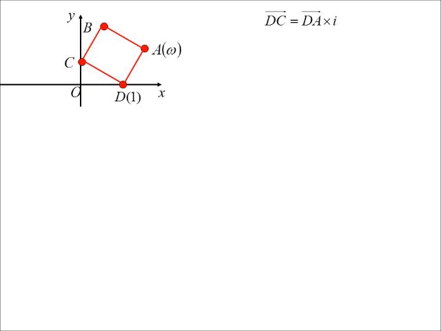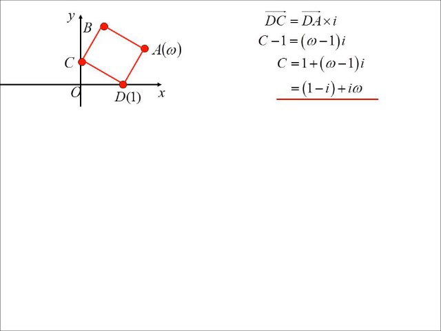Another thing I notice here, if I want to work out now what is the point C, well, hang on, DC, that vector, is head minus tail. So it would be whatever C is, minus 1. And DA will also be head minus tail. So it will be omega minus 1 times i. So making C the subject, that's the best I can do. I don't know what omega is, but it'll be 1 minus i plus i times whatever omega is. That would be the value of C.